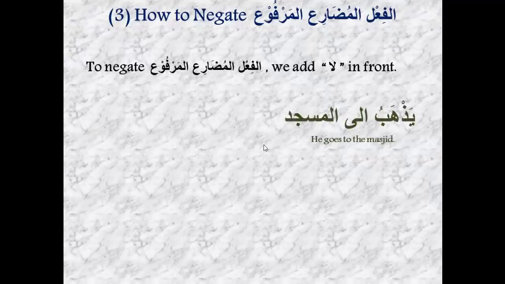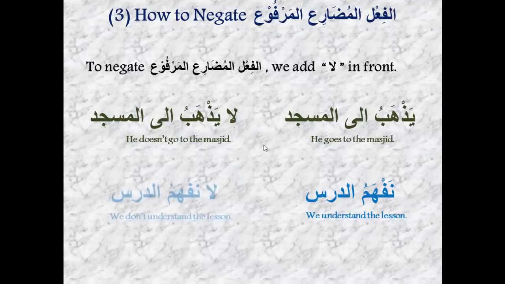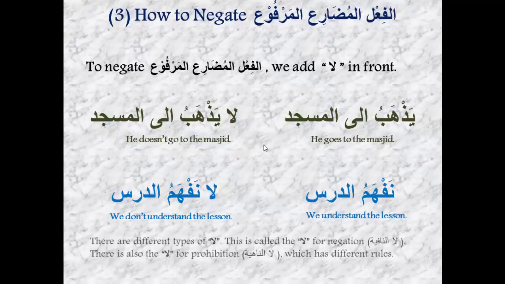Examples. يذهب إلى المسجد. He goes to the masjid. To negate the sentence, we add la. لا يذهب إلى المسجد. He doesn't go to the masjid. نفهم الدرس. We understand the lesson. To negate that, لا نفهم الدرس. We don't understand the lesson.